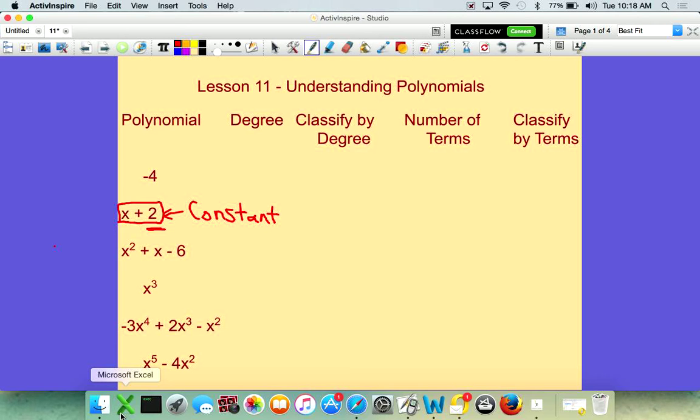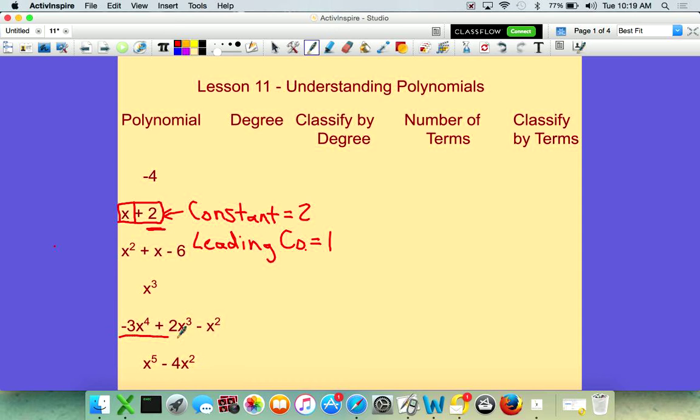If you look at our other term, this is our 1 out in front. It is an x, we have a 1x, and that 1 out in front of the x also has a name for it. It is called the leading coefficient. So our constant for this one is 2. Our leading coefficient is 1.